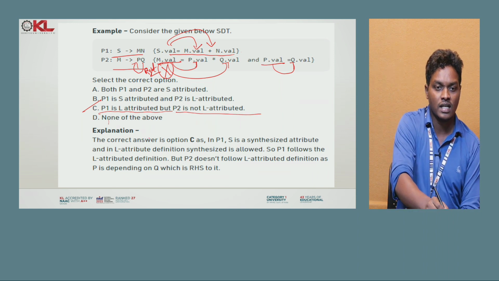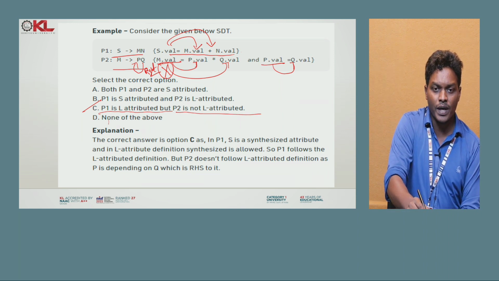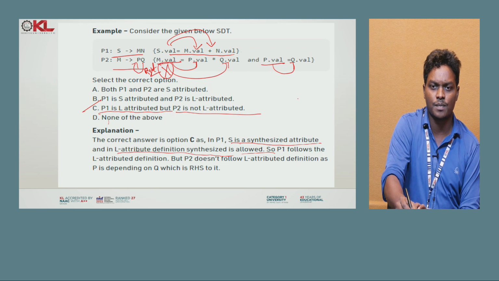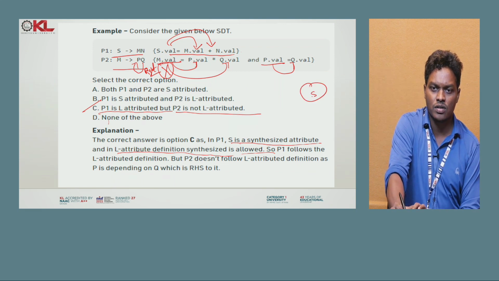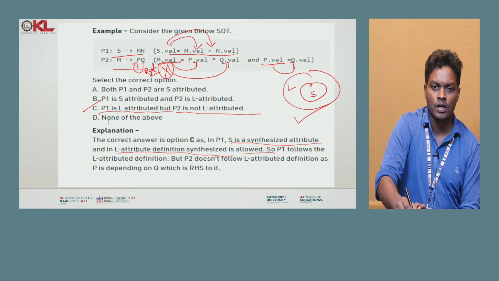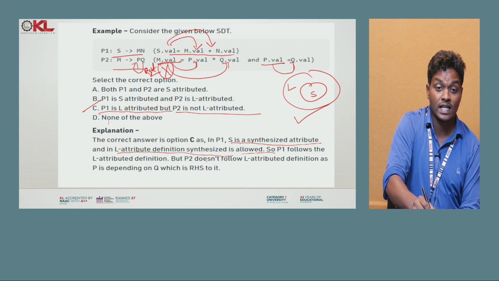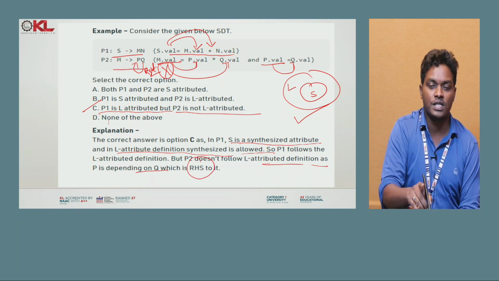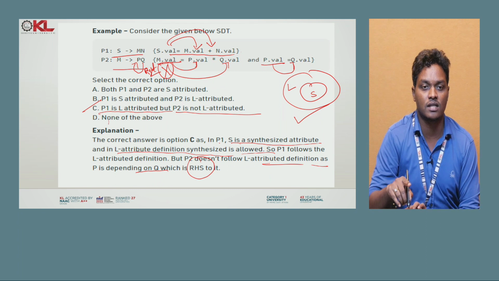Why? Because see here, P1 S is a synthesized attribute. In the L attribute definition, synthesized attributes are allowed. Yes, it is a subset, right? S attributes are a subset of L attributes. So it is allowed. So P1 follows the L attribute, whereas P2 does not follow the L attribute because P is dependent on Q, which is on the right hand side of the production, which is not allowed. We have discussed this previously.